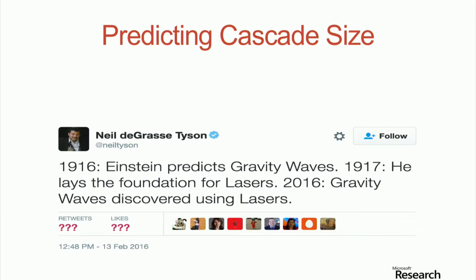Okay, so the final thing that I want to talk about is prediction, which is as close as we can get, at least with observational data, to talking about mechanisms and causality. So this is an example of a tweet by Neil deGrasse Tyson, in 2016, and he's celebrating the 100th anniversary of Einstein's prediction about gravity waves.